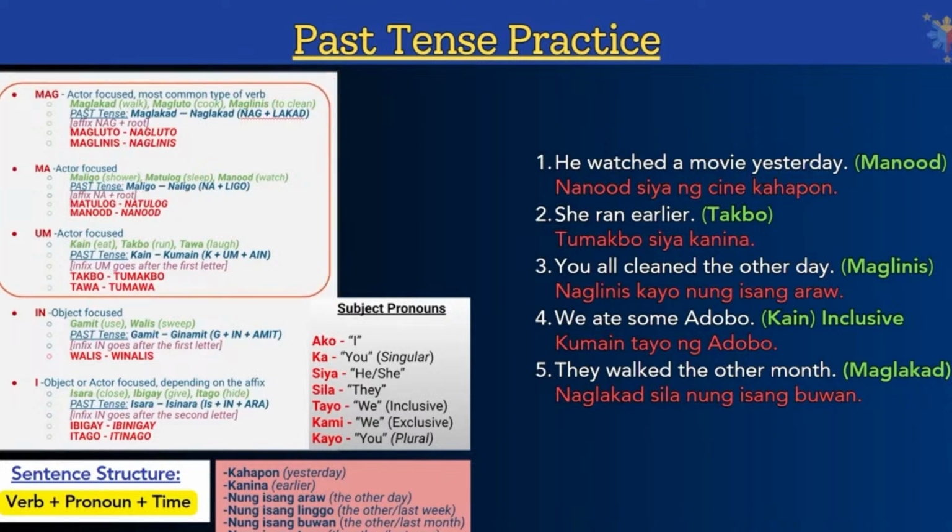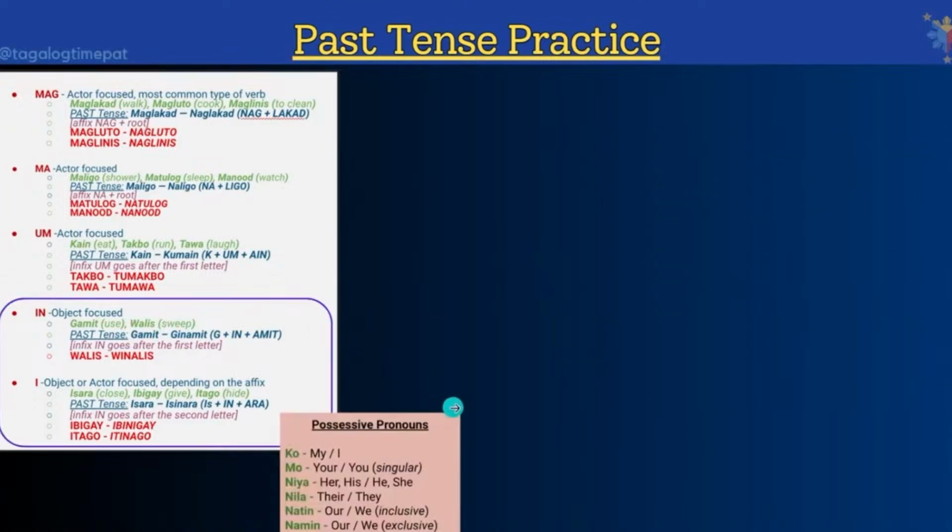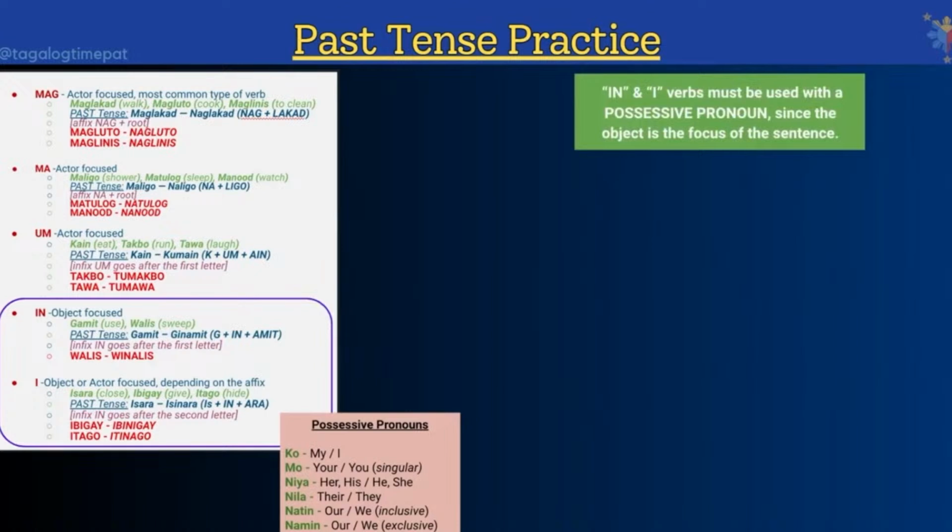Now, if you noticed, all of these examples are asking about mag, ma, and um verbs. Because they are actor-focused, we can use subject pronouns. But if you wanted to use an in or e verb, you actually have to use a possessive pronoun. Remember, for an object-focused verb, the subject here is an object, so we have to use a possessive pronoun because it's almost like the person possesses that object that is in focus. Okay, so that's kind of why we have to use a possessive pronoun.